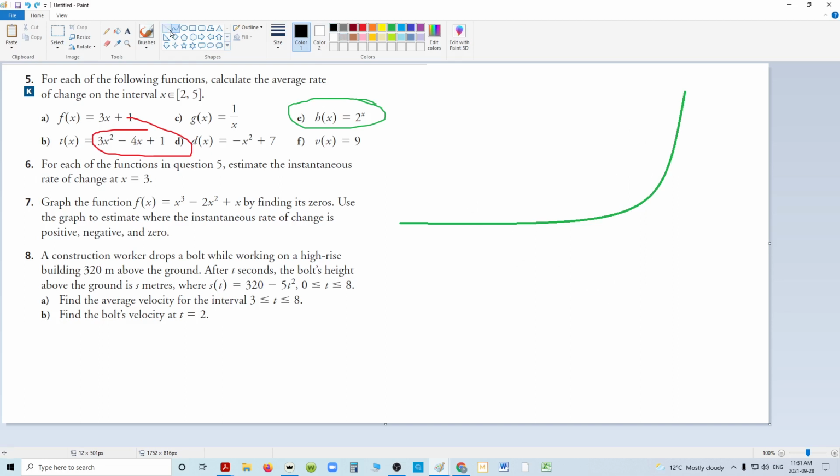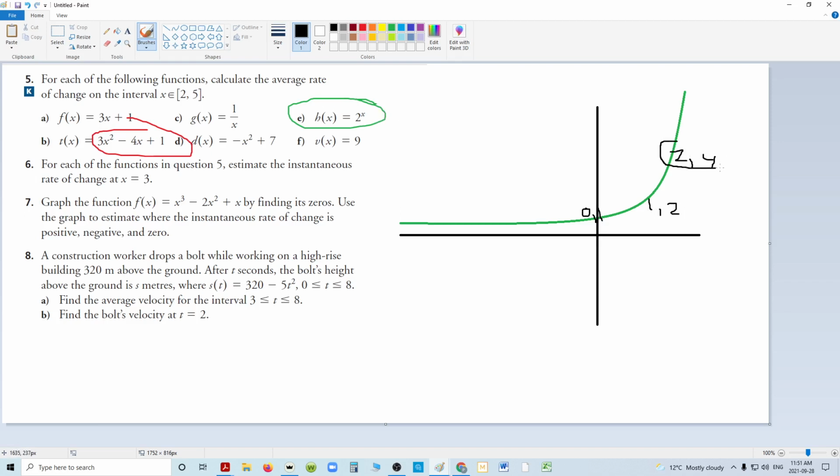They're also going to have very easy to figure out points. For instance, I know that when x is 0, y is 1, so (0, 1). I also know when x is 1, y is 2. I also know when x is 2, y is 4. So that's the point of interest that we're starting at.